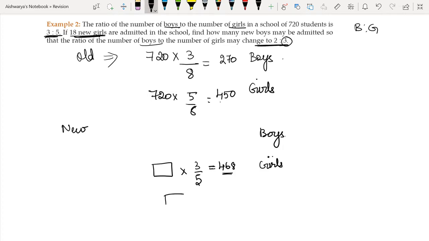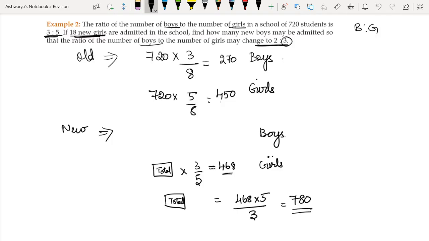Let us find out. This is the total number of students, right? So the new total number of students will be nothing but 468 into 5 divided by 3. How much on your calculator? You will get 780. Very good.